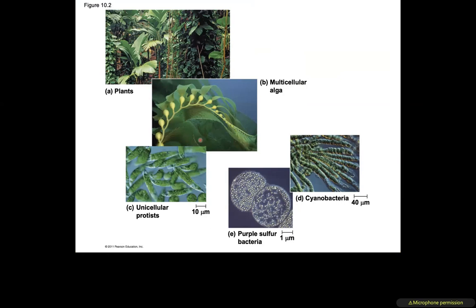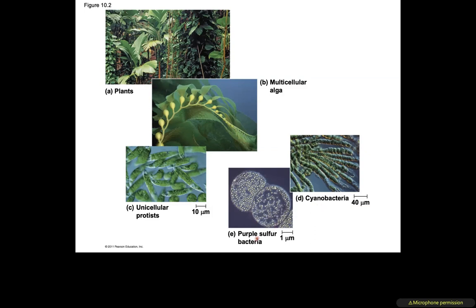And then you have unicellular protists. Unicellular protists are going to be, for example, Euglena. They are microscopic unicellular protists. And then you also have cyanobacteria. So cyanobacteria, these right here are the organisms that literally changed the Earth's atmosphere from an inhospitable atmosphere that could not sustain life to the oxygen-rich atmosphere that we need now in order to sustain life.